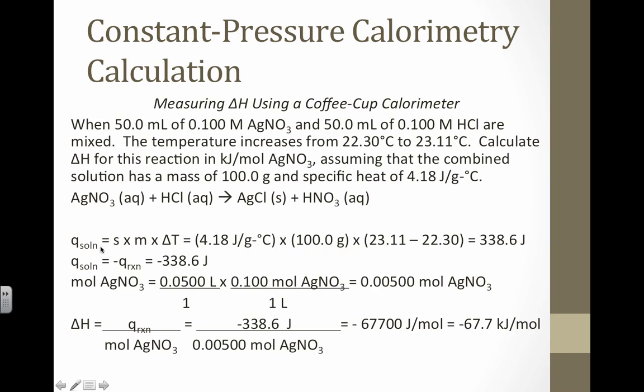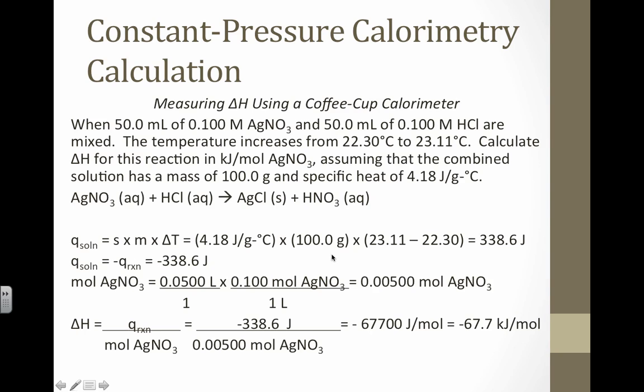So the heat gained by the water solution is equal to the specific heat of water times the mass of water times the change in temperature. So 4.18, because we're assuming that this is mostly water, 100 grams, and then the difference in temperature. So this represents the amount of energy absorbed by the water. And we agree that if this was absorbed by the water, it means it was released by the reaction. So with respect to the reaction, if that's the system, that's going to be a negative mathematical value.